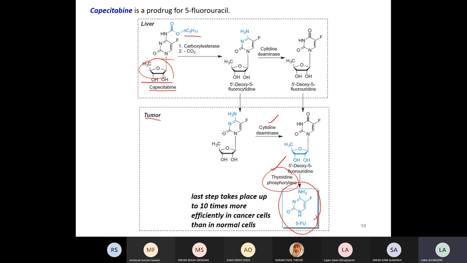Now, in terms of the bioactivation, what happens to capecitabine? Okay, first, this long alkyl chain can be hydrolyzed or removed via simple, let's say, hydrolysis of this carbamate group, giving rise to the fluorocytidine.